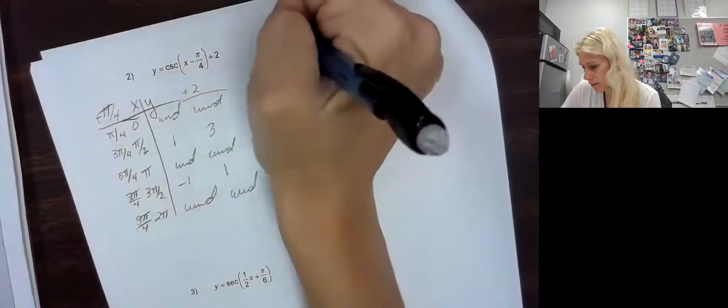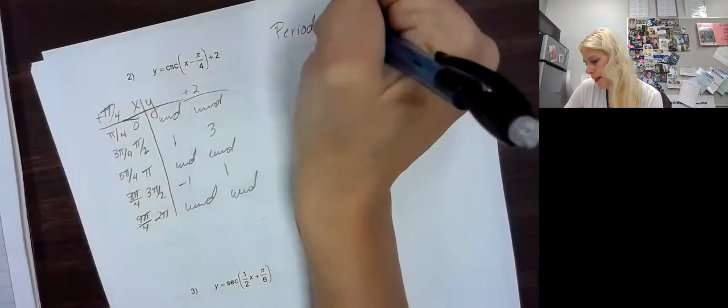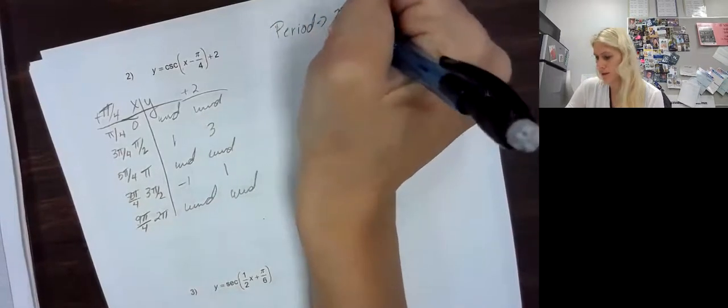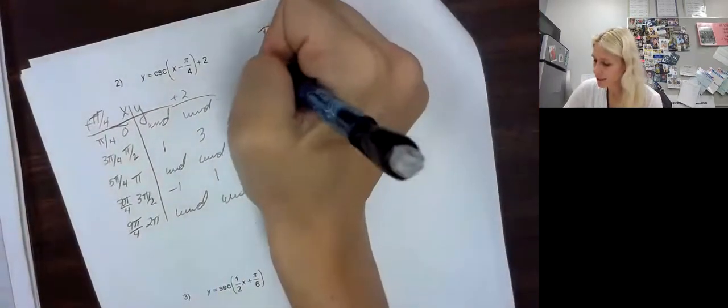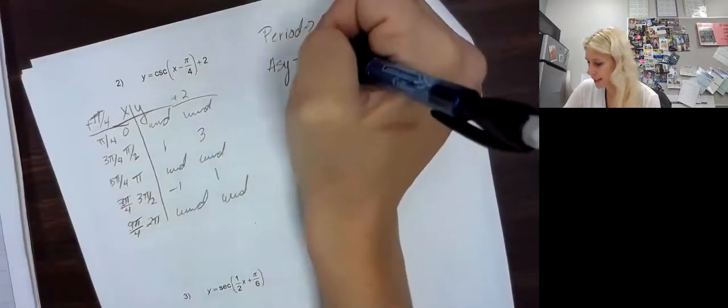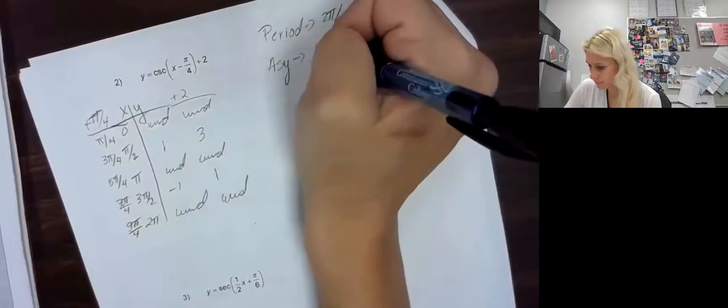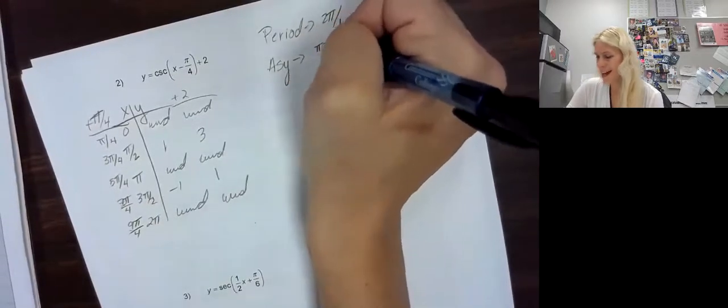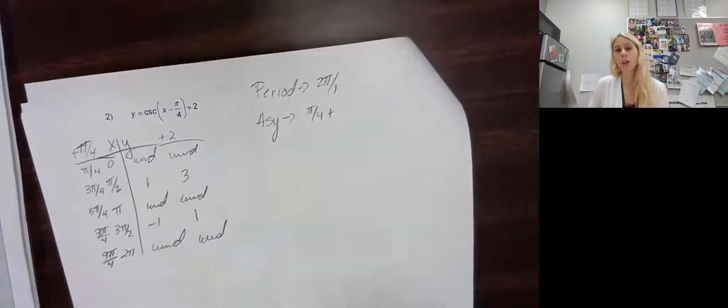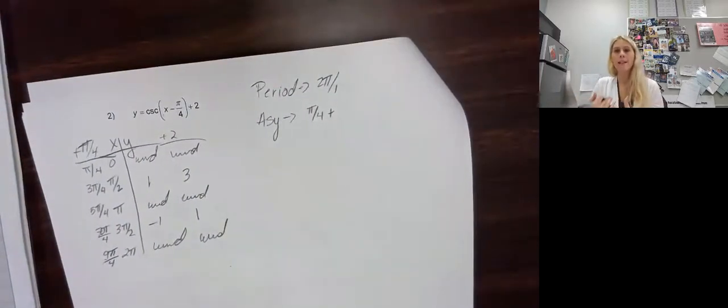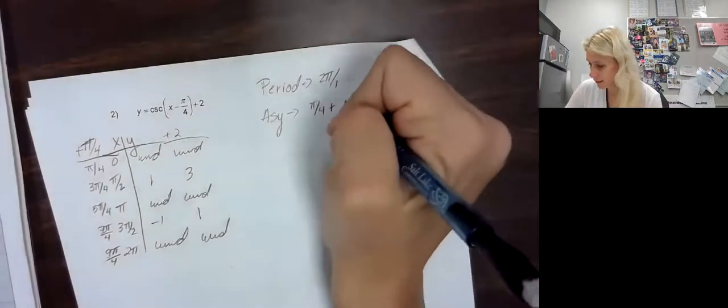Again, the period's 2 pi because we never change anything, and we can double check on that. So period, remember, is 2 pi over b. So we get 2 pi over 1, just 2 pi. So for our asymptotes, start at the most positive asymptote, which is pi over 4. Now we're going to add our period over 2, so our period cut in half. 2 pi cut in half is pi.